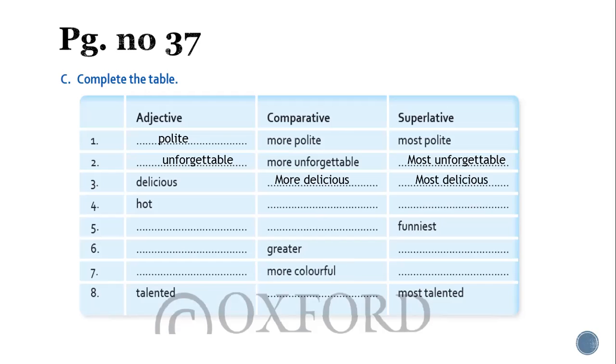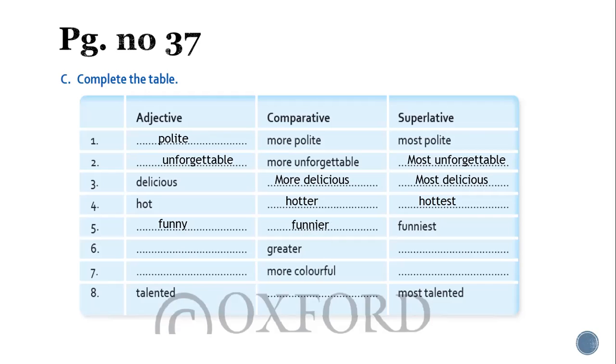Hot. Here, hot, hotter, hottest. Then you are given the superlative degree funniest. So what will you do here, your adjective will be funny. And what will be the comparative degree? You will remove y and instead of y, what are you going to keep? You are going to keep i. So your comparative degree will be funnier.